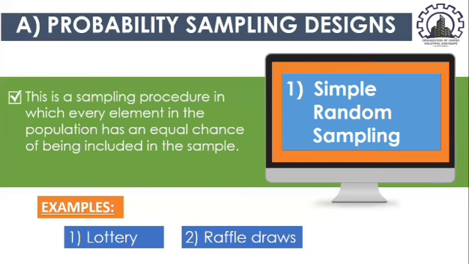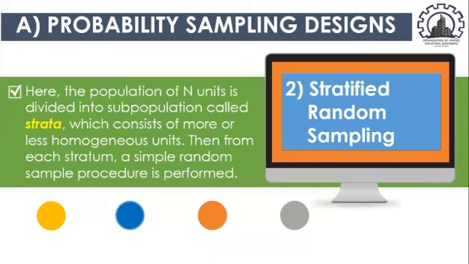Another sampling technique under probability sampling design is stratified random sampling. So what is meant by stratified random sampling? In stratified random sampling, the population of N units is divided into subpopulations called strata, which consist of more or less homogeneous units. Then from each stratum, a simple random sampling procedure is performed in order to select the samples, the selection of which is independent in each stratum. Thus, to ensure homogeneity of units, a stratification variable is first defined.